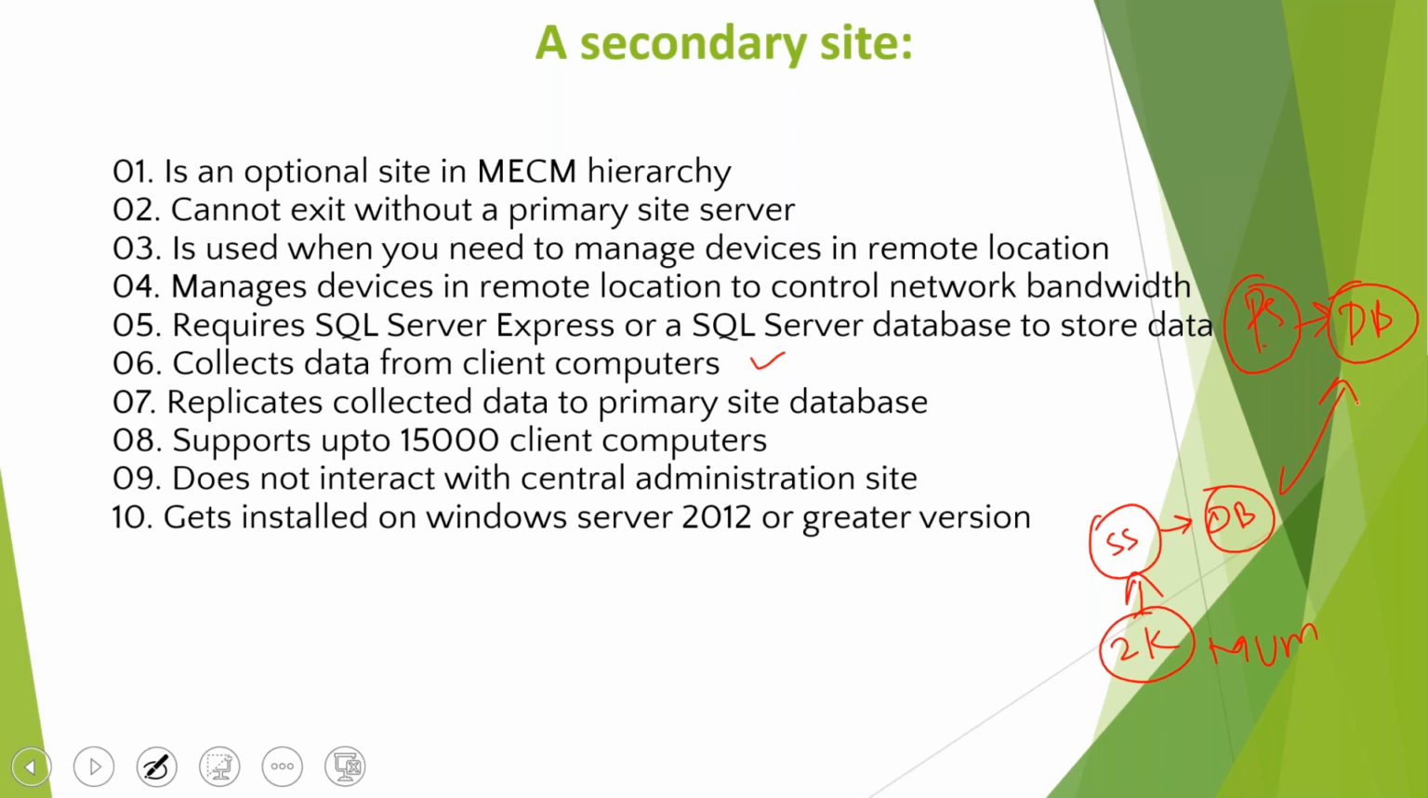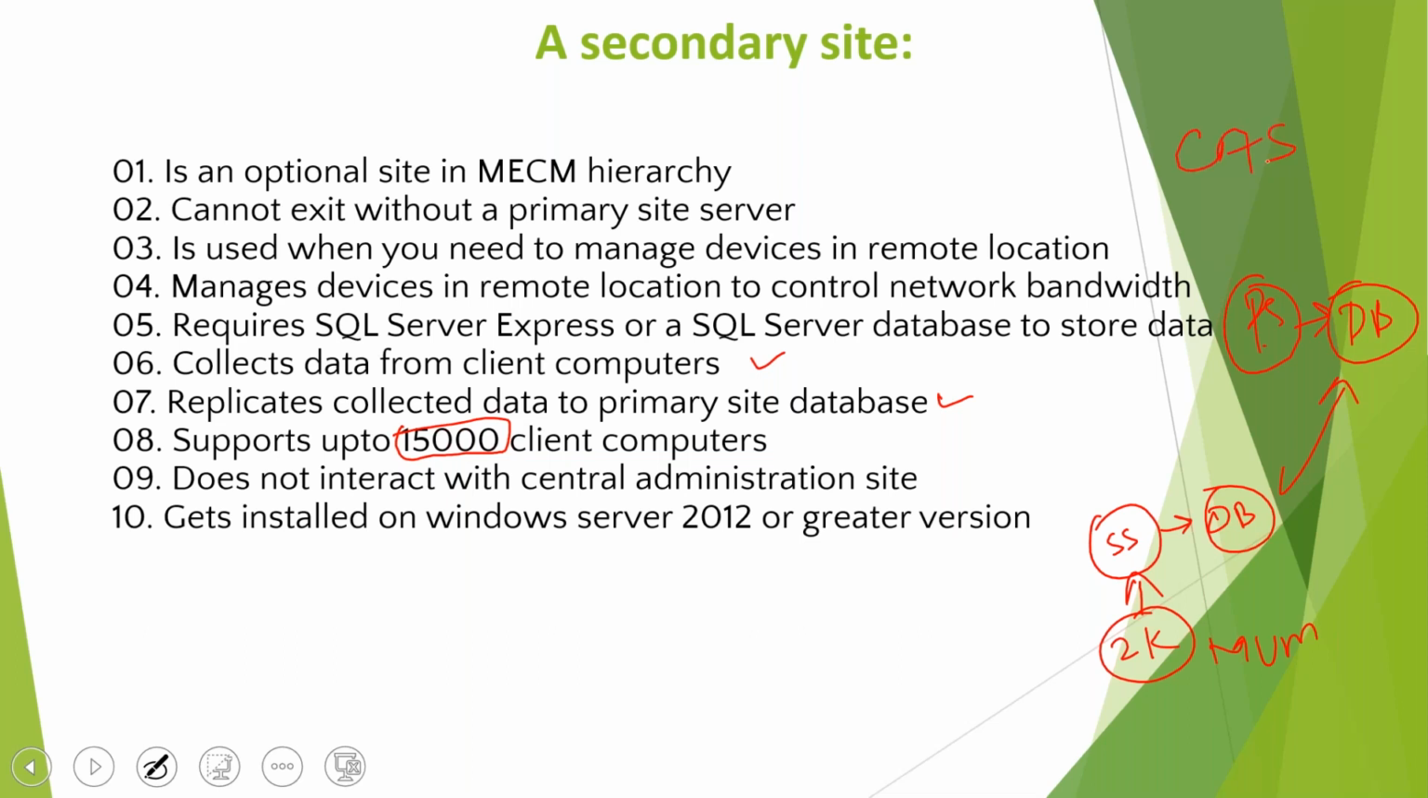So the primary database will be storing the data, plus it will be taking the data from secondary and putting it together. It replicates collected data from the primary side database. It supports 15,000 client machines. So in a branch office, you can go with a secondary site, and that will support up to 15,000 machines. It does not interact with CAS.